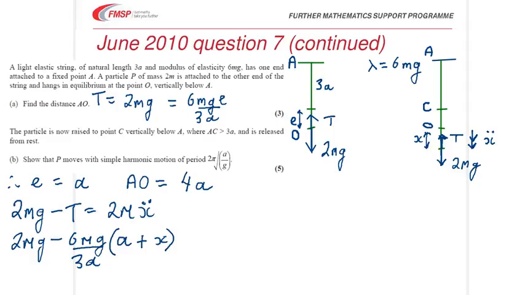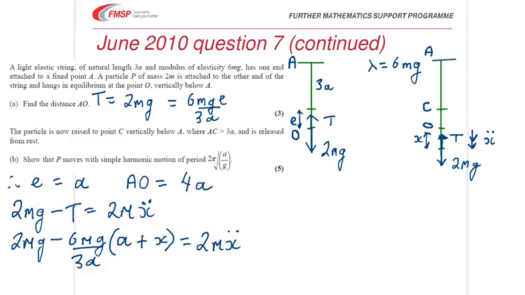So you might like to pause the video and just check that you understand what I've done there. So that's the tension of the string. a plus x is the total extension at that point, as shown in the diagram over here. And completing that, it's equal to 2m x double dot. Now, if you've done this right in this sort of question, the 2mg, the weight, will cancel out with lambda over L times the equilibrium extension, and you'll get the SHM equation.